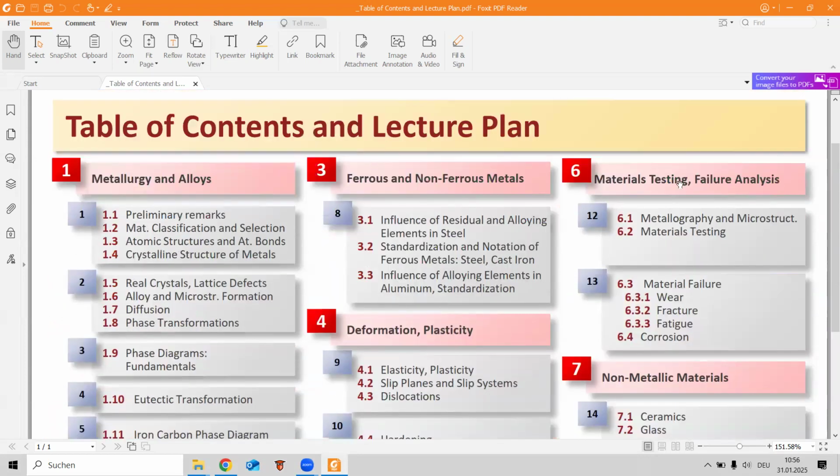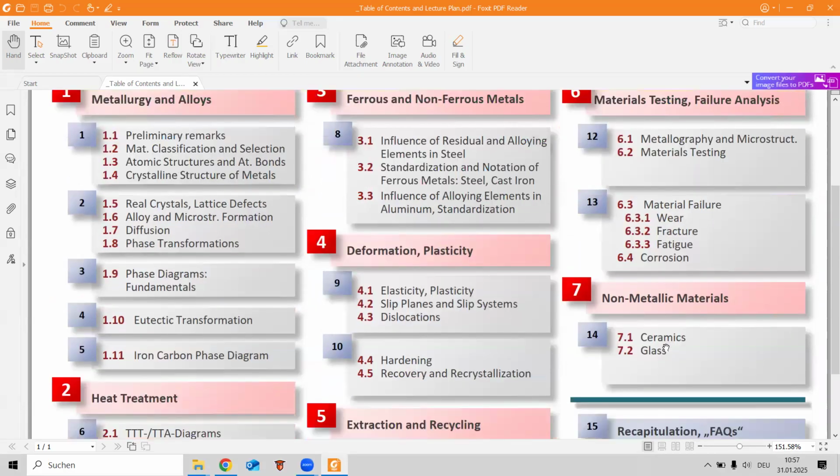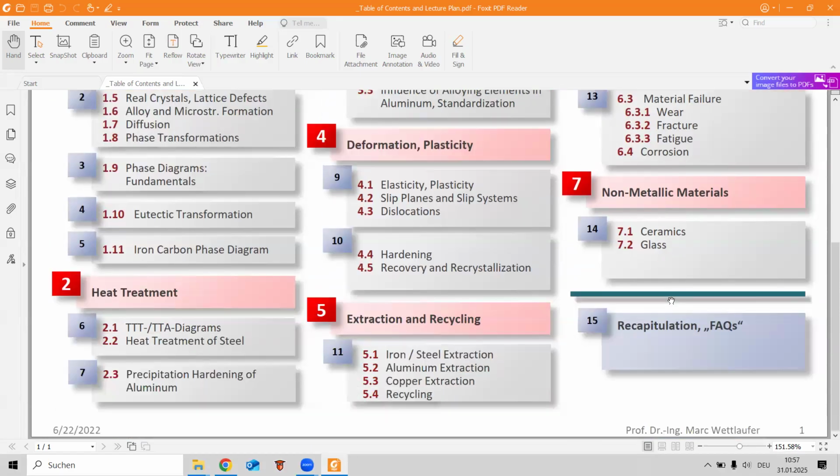In part 6, material testing and failure analysis, we will have metallography and microstructure, material testing, material failure, so wear, fracture, fatigue, and corrosion. In non-metallic materials, we have ceramics and glass. And that's it.